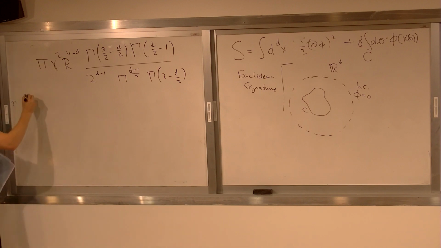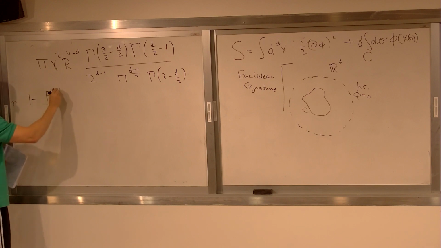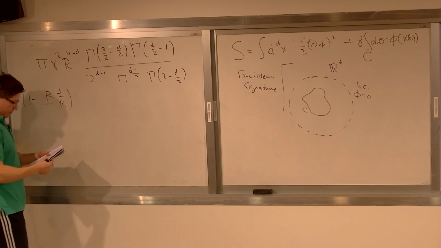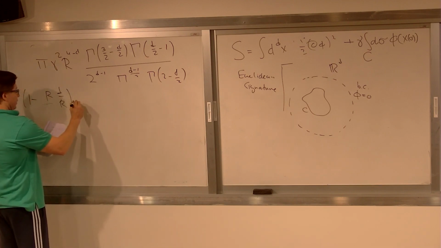Now I'm going to apply the operator 1 minus r d/dr. Why am I applying this operator? Can somebody remind me why we want to apply this operator to the partition function? Yeah, to get rid of the UV linear divergence, which is just a mass renormalization. Okay, so this just leads to the entropy.